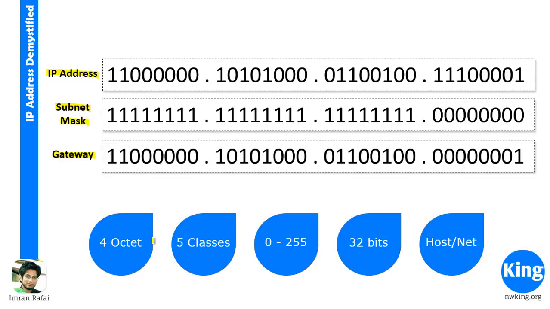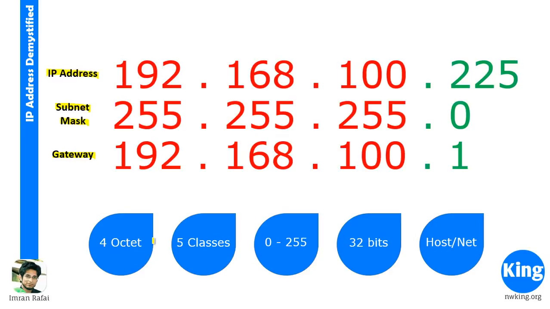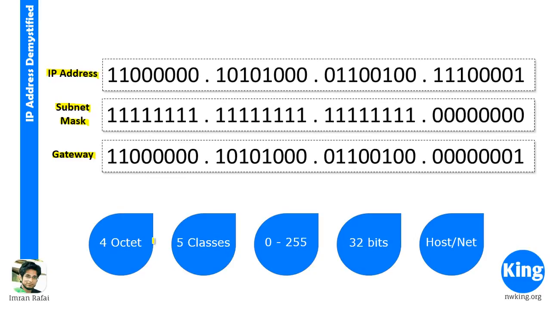But since humans like you and I do not have the capacity to remember a number like this, it is made easy for us by converting these binary numbers to a decimal form like this. This form of representation of the IP address is called the dotted decimal representation. It is nothing but the binary octets here on the screen converted to the respective decimal number.